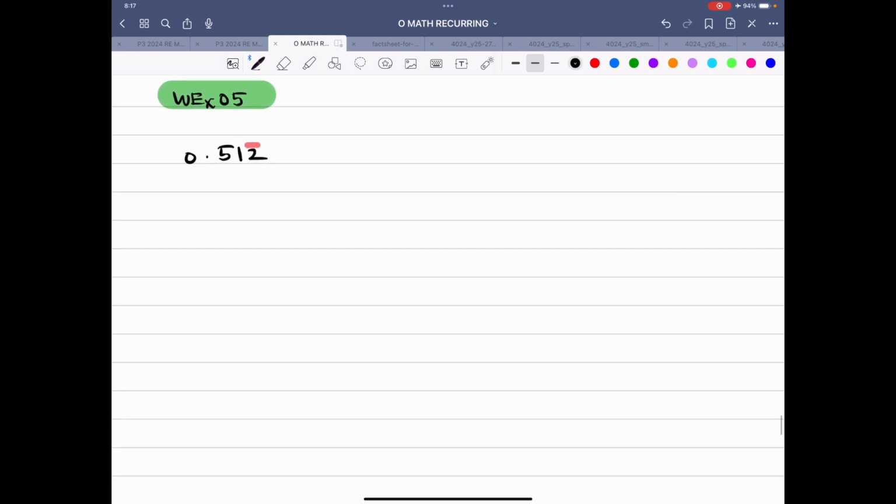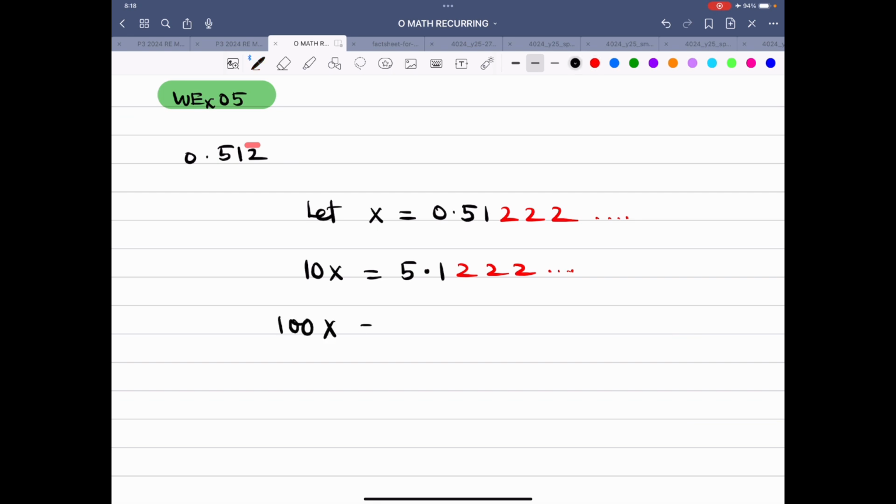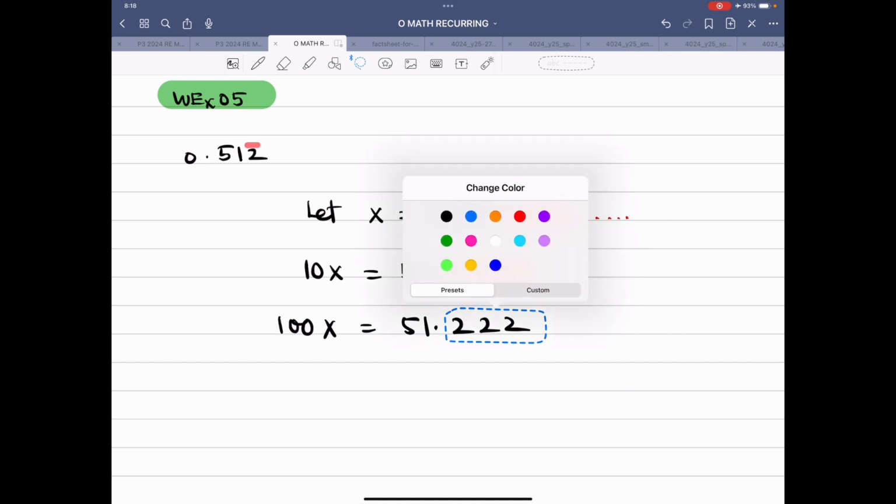Let's move to the next one, 0.512. This time I'll write let x equal 0.51 and then 222, because that is the repeating part. Again, let's play with multiples of 10. First of all, 10x is 5.1, and then I have this 222 and so on. Again, these two are not the same after the decimal. Let me multiply with 100. 100x is 51.222, and let me change the color so that you can have a good look at it.